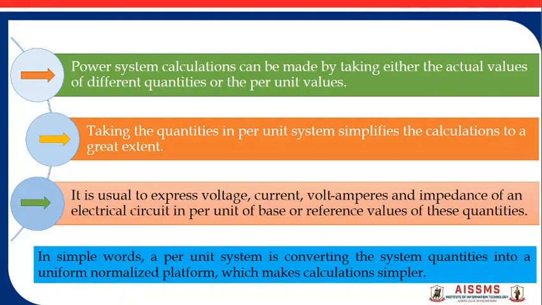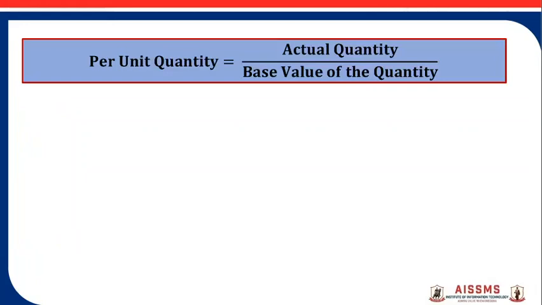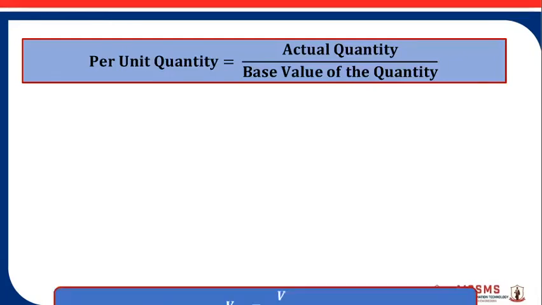In simple words, a per unit system is converting the system quantities into a uniform normalized platform, which makes the calculation simple. As the per unit quantity is defined as the actual value divided by the base value, both the quantities in the numerator and the denominator have the same units. So the per unit quantity will be unitless or dimensionless. It is the ratio of the actual quantity to the base value of the quantity.